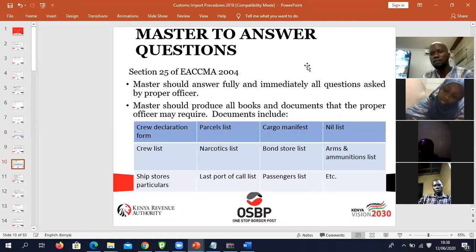Master to answer questions. The following are questions that the master of the vessel will answer. Section 25 of East African Community Customs Management Act of 2004 provides that the master should answer fully and immediately all questions asked by the proper officer. Then the master should produce all books and documents that the proper officer may require.